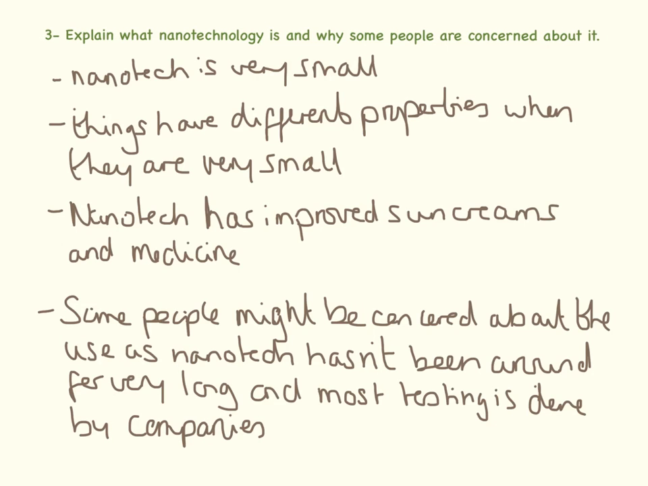So here's my answer. Quite short and sweet for 6 marks, but remember, this is science, not English. You do not need to write loads to get the marks. So very, very basically, nanotechnology is very small, and I mean very, very small. And things have different properties when they're small. Then a couple of examples. Nanotechnology has improved sun creams and medicines. There were lots of other examples you could have put here. If you gave any examples, that's fine, and give yourself a mark.